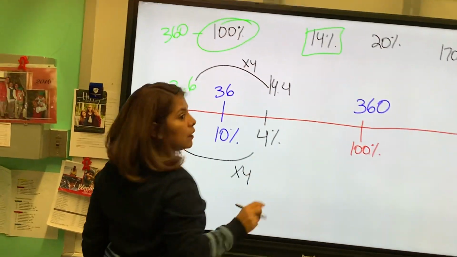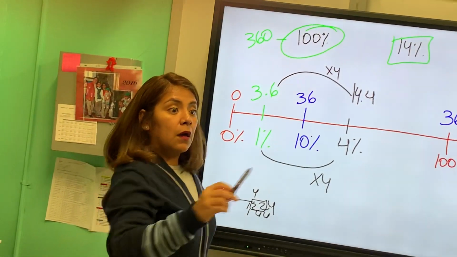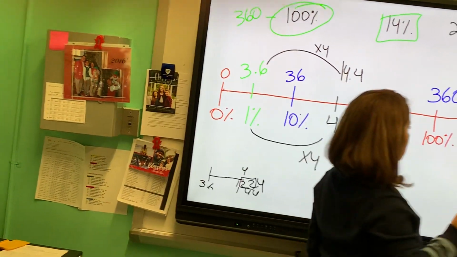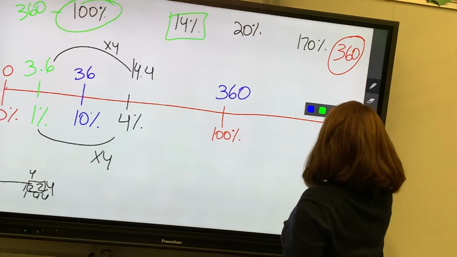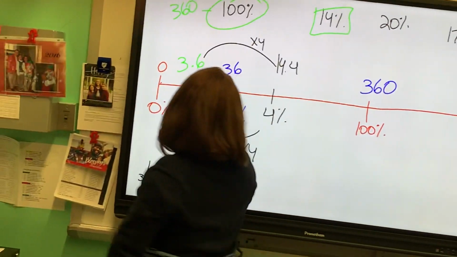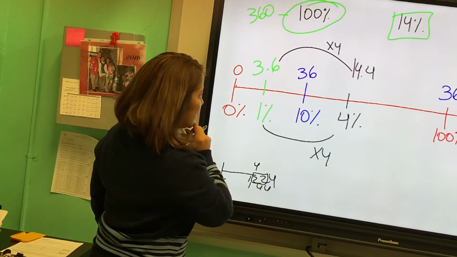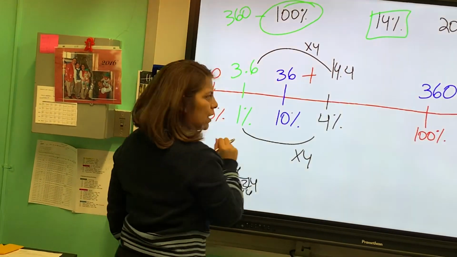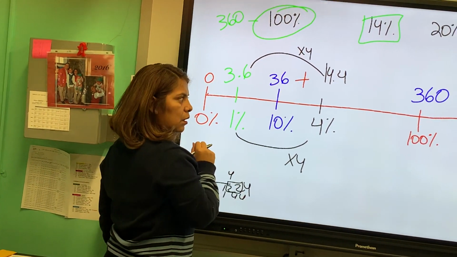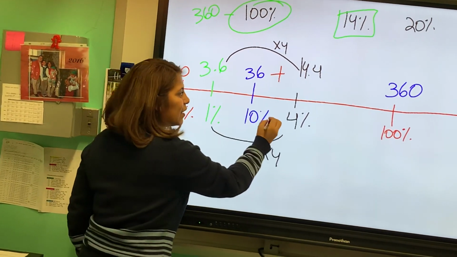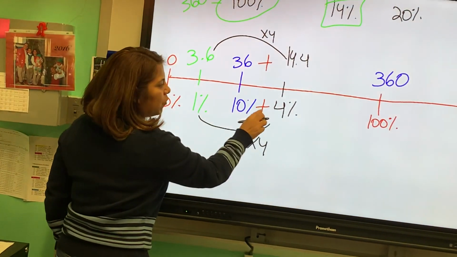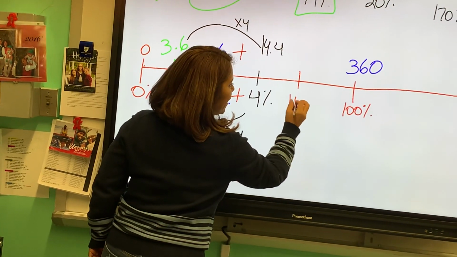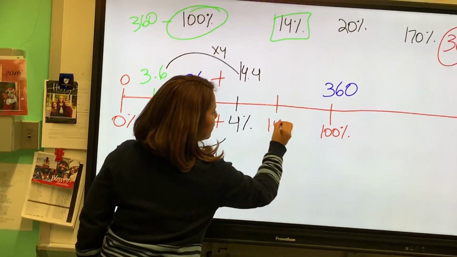Add. Go ahead. What am I going to add? 36 plus 14.4. So, Ms. Venancio, you're going to add 36 plus 14.4. Why? Because the bottom is going to be 10 plus 4, and that's going to give you 14. 10% plus 4% will give me equal to 14%, right?